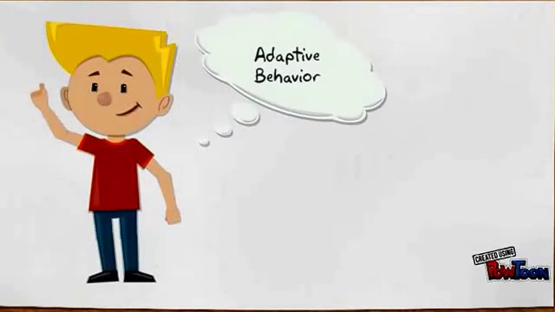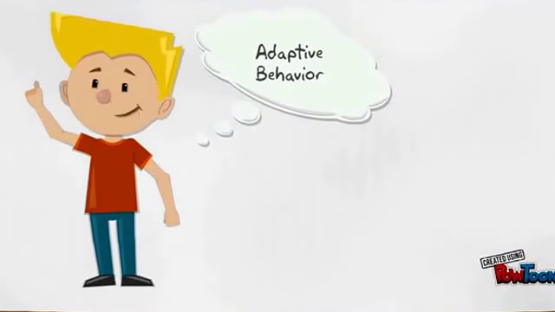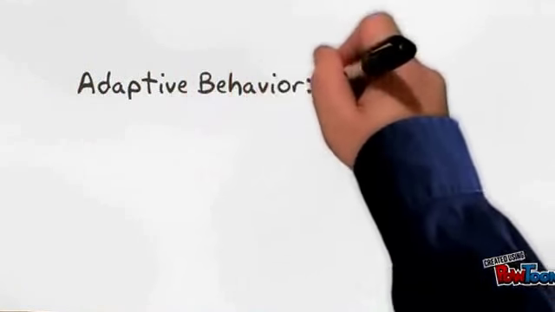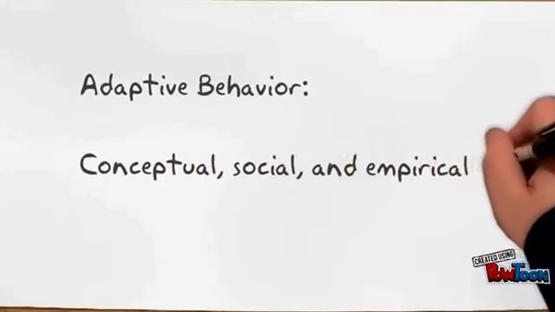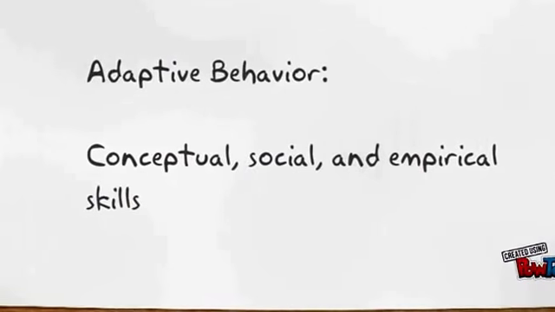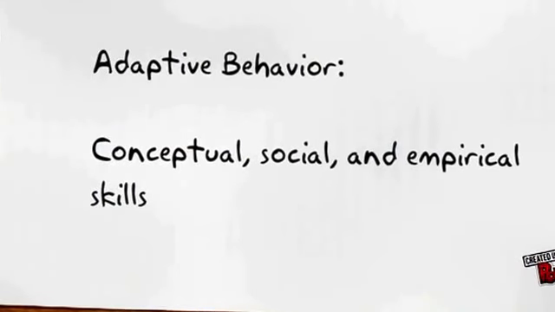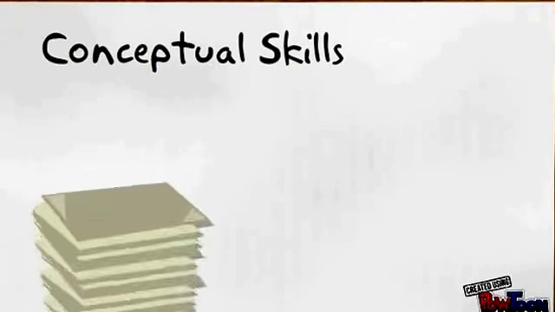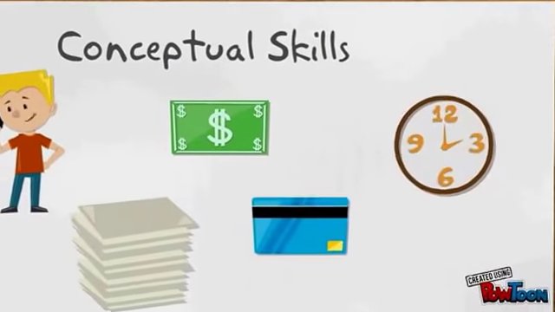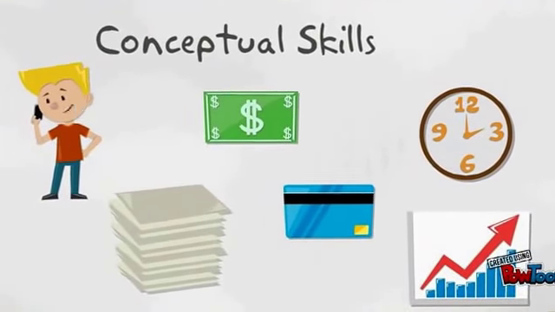Adaptive behavior, on the other hand, is the ability to apply and acquire life skills. More specifically, according to the AAIDD, adaptive behavior is a collection of conceptual, social, and empirical skills that are acquired and carried out by people in their everyday life. And conceptual skills include language and literacy, money, time, and number concepts, and self-direction.